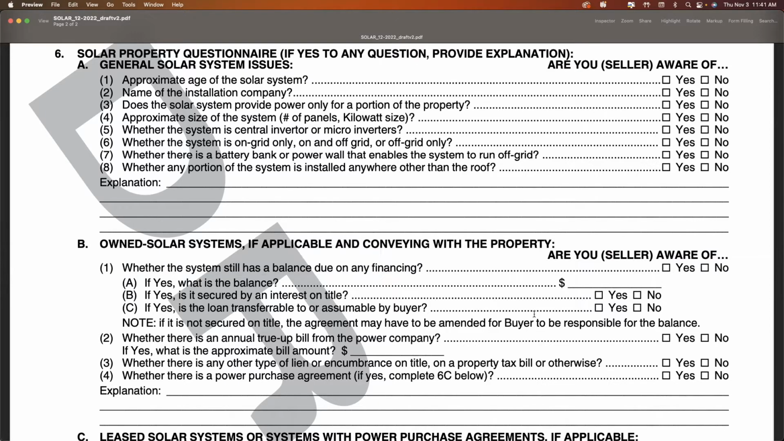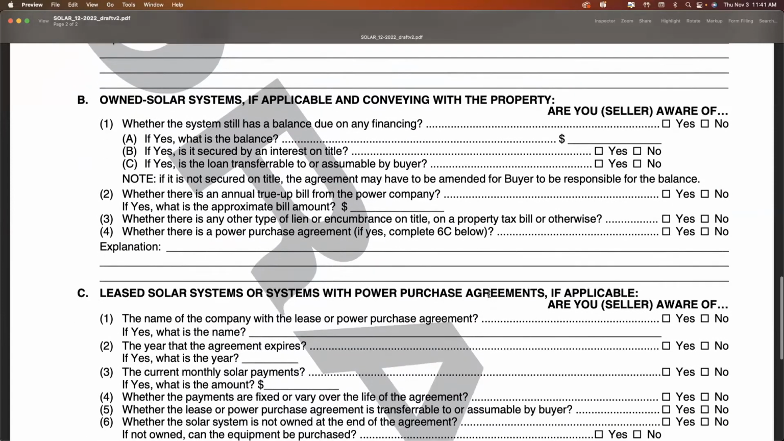Okay? Whether there is an annual true-up bill from the power company. Do they know that? I don't know what that is because I don't have solar. Whether there is any other type of lien or encumbrance on title, on a property tax bill or otherwise. Whether there is a power purchase agreement. If yes, you have to complete 6C below.